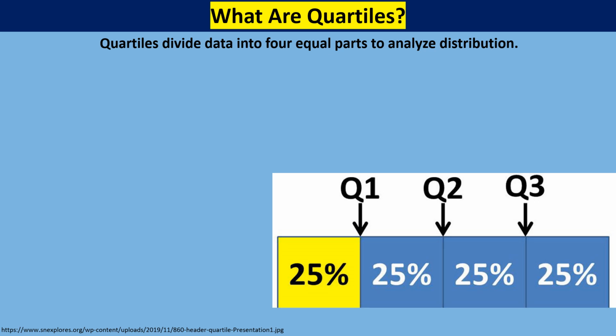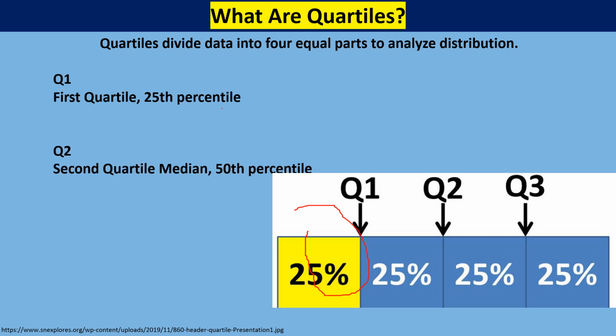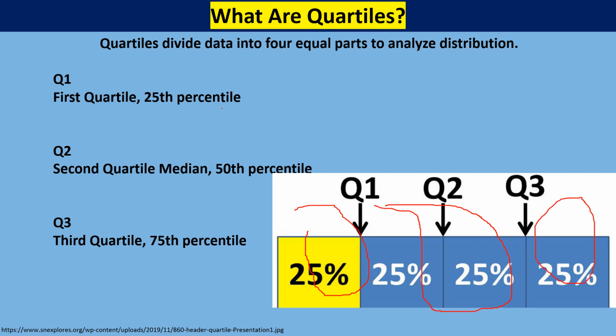And what are quartiles? They divide data into four equal parts to analyze distribution. Q1 is the 25 percent mark, where 25 percent of the data falls below this value. The second, Q2, is the middle, where half of the data lies below and half above. And Q3 is 75 percent, where 75 percent of the data falls below this value. We will evaluate an example in the next slide.